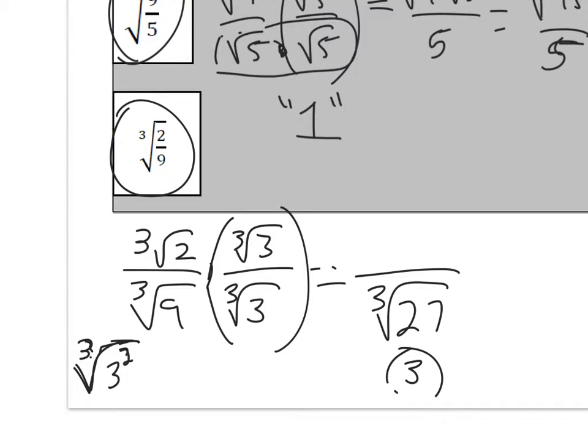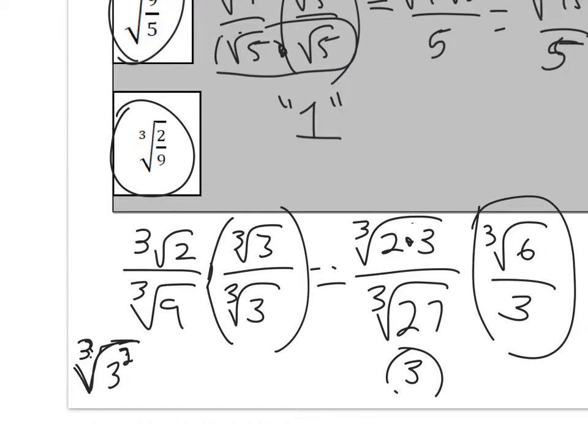Then up top, I multiply that together underneath, and that's going to be 2 times 3, the cube root of 6, and then on the bottom, I'm going to get 3. There's my answer. I'm trying to get rid of whatever this root is. Here is 3 squared, so I multiply by one more 3. This becomes 3 cubed, so there's my answer.